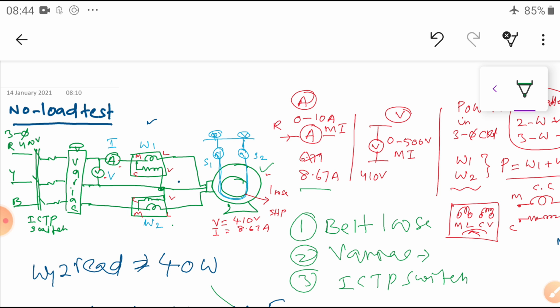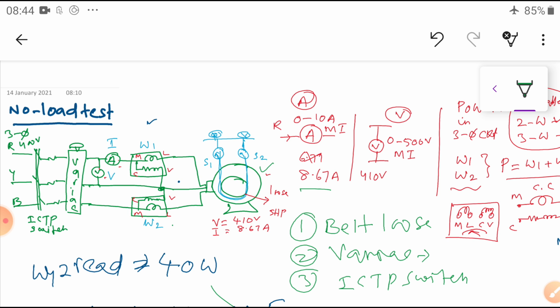At the same time you have to choose the proper range and proper type, whether it is an MI meter and whether the range is correct or not: 0 to 10 amperes, 0 to 5 amperes, and 230 volts, or 0 to 400 volts or 500 volts. You check it, otherwise the meters may be burned. These are the precautions.